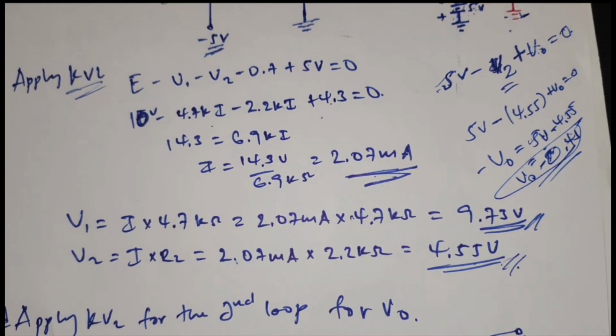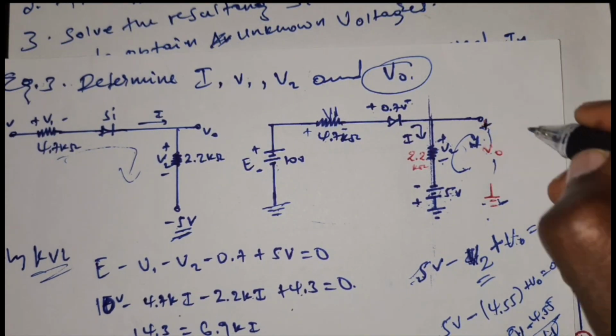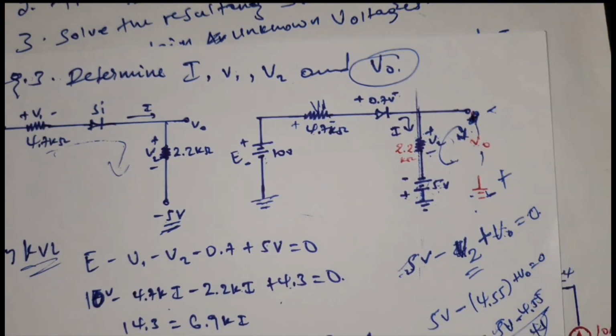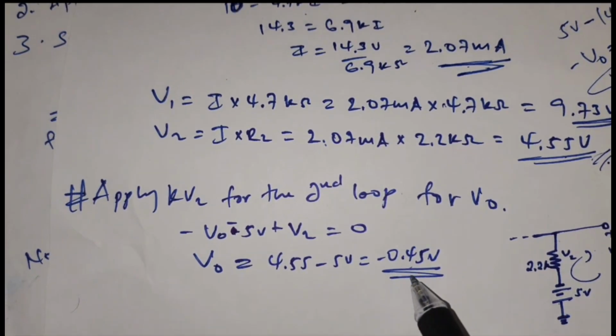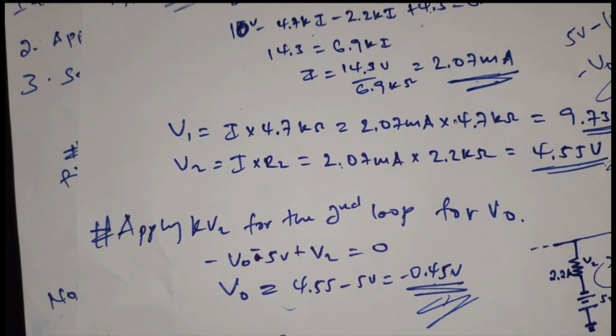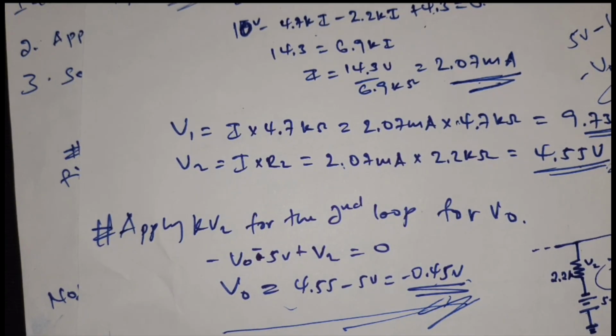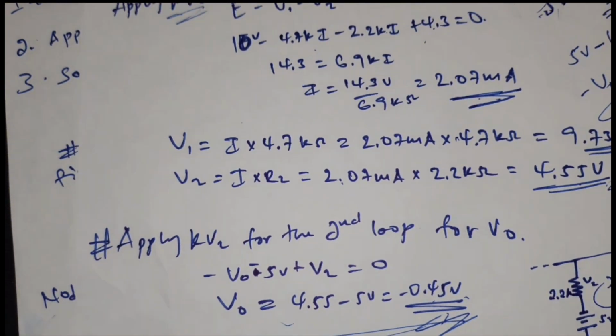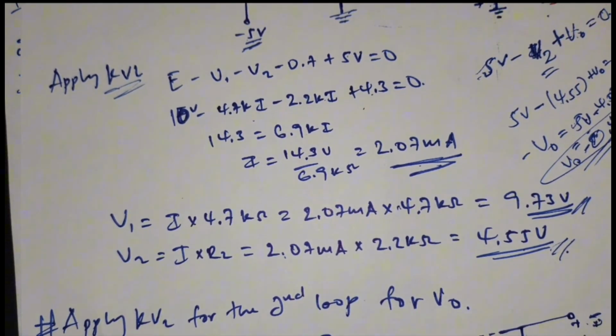So this shows the polarity will be changed: this is negative and this is positive. So the V output is minus 4.55. That means the polarity must be changed. So this must be negative, this must be positive. This is how we calculate. Thank you for your attention.